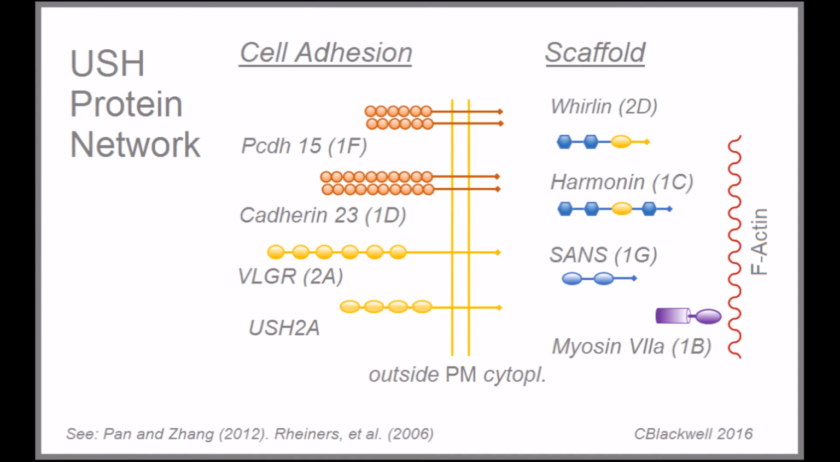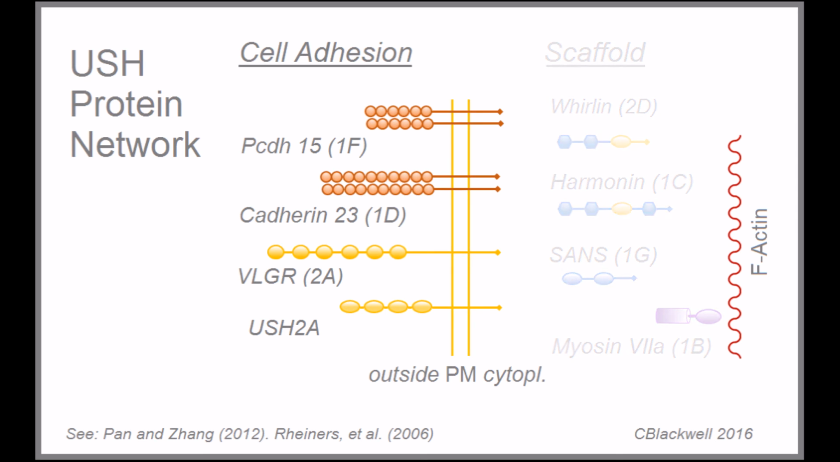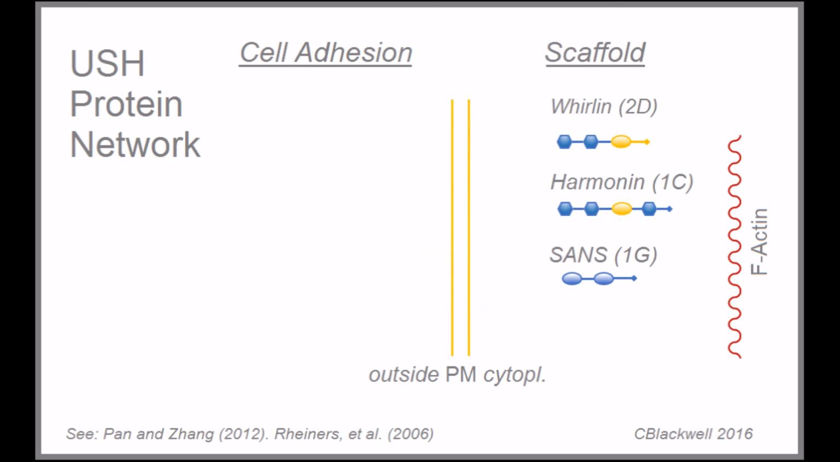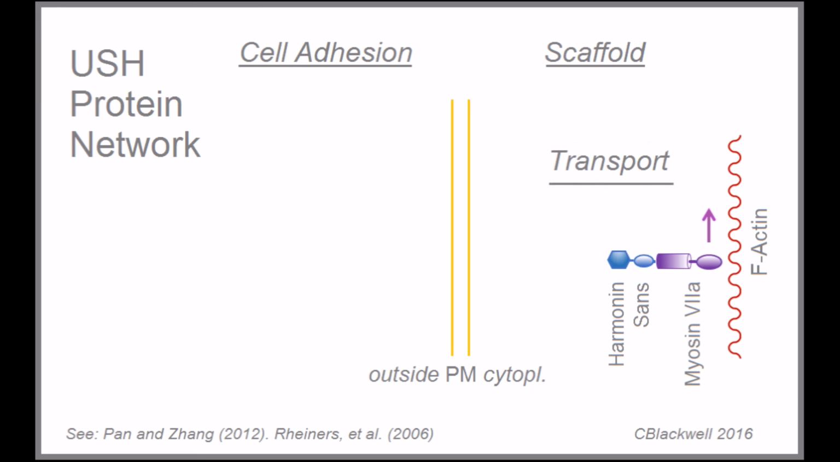Here are most of the major Usher proteins, and in parenthesis, which version of Usher syndrome each is associated with. One group of proteins functions for cell-to-cell adhesion. Another group acts as a scaffold connecting the various proteins together. And the last one, myosin 7A, is a motor protein which carries the other proteins along actin filaments within the cell.